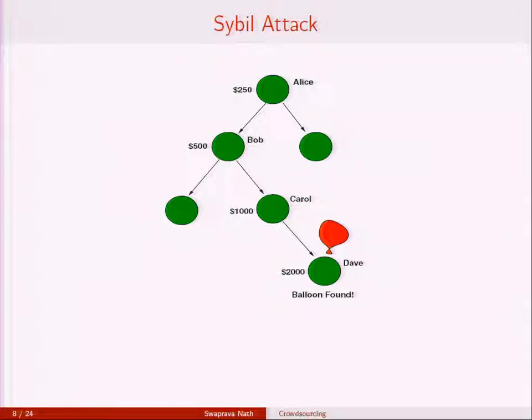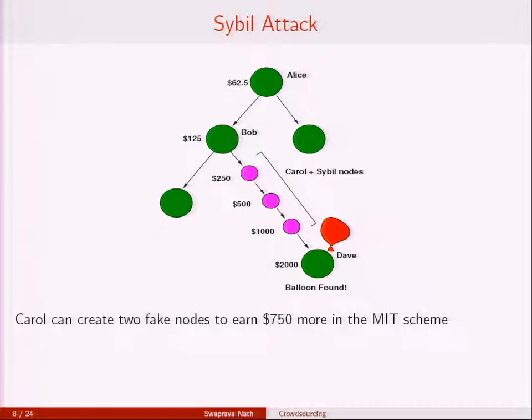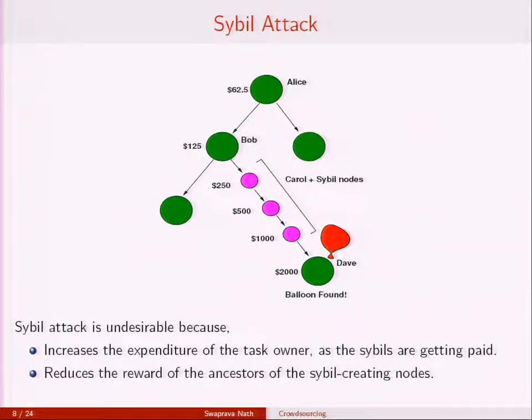There are some flaws in this mechanism. So imagine what Carol can do. Imagine that this is a setting where everybody is registering online, and it's very easy to create fake accounts. Carol can multiply her identity by creating two fake nodes, and she can get away with $750 more. This kind of problem is called a Sybil attack. These fake nodes are called Sybils, and this is undesirable, because now Bob is getting a very small amount of money. This is not what he deserves, and in fact, neither does Alice. And if Carol makes more and more Sybil nodes, Bob gets less and less money. So we want a mechanism that stops Sybil attacks.